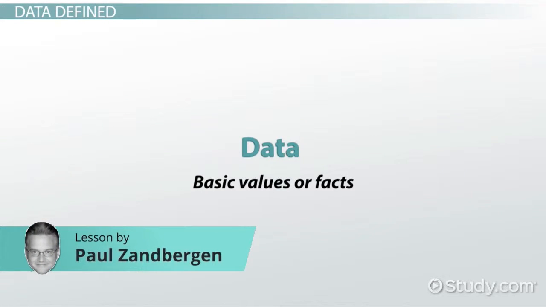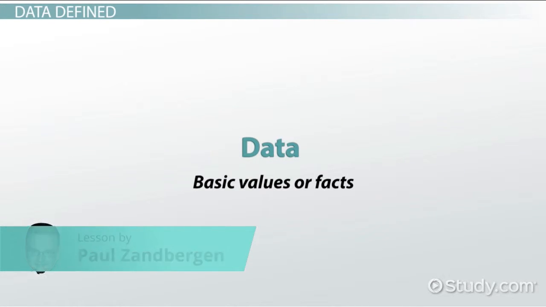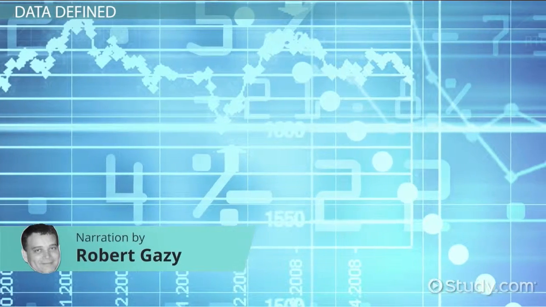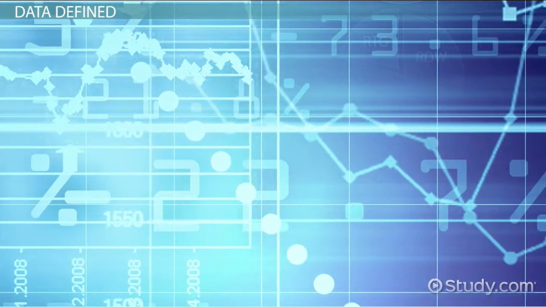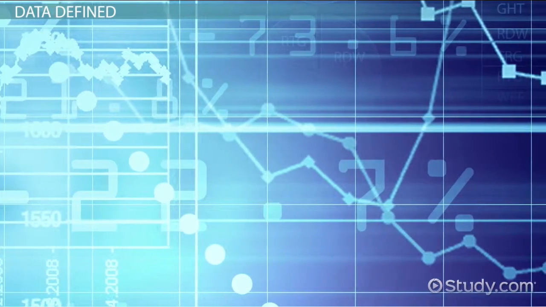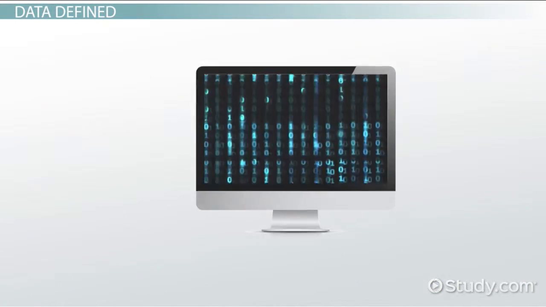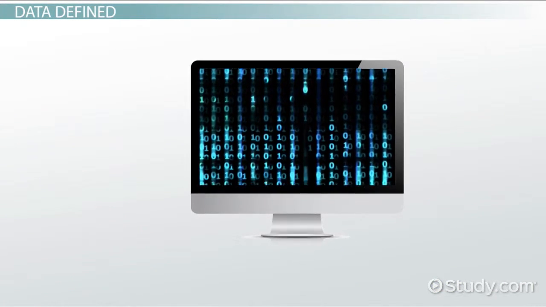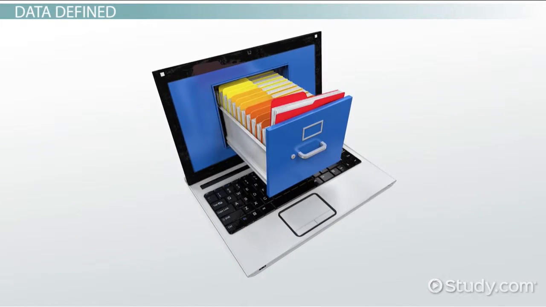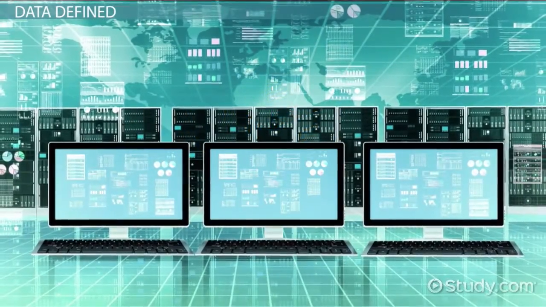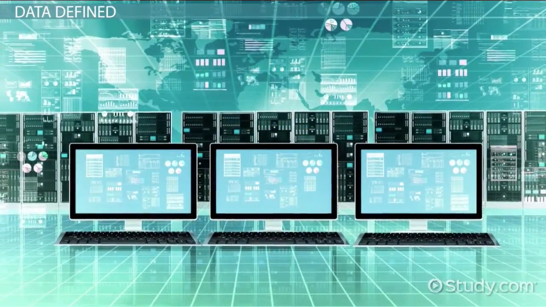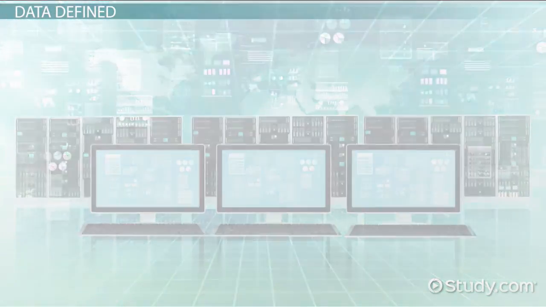Data are basic values or facts. Note that the term data is considered plural in the scientific community, as in the data are collected, not the data is collected. However, not everyone follows this, so sometimes you'll see data used as a singular. Every task a computer carries out works with data in some way. Without data, a computer would be pretty useless. It is therefore important to understand how to represent and organize data. This lesson will look at different types of data used in computer systems, how they are represented in digital form, and how they are organized in databases.